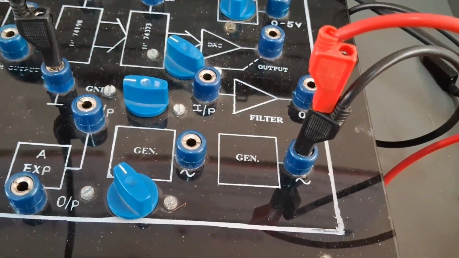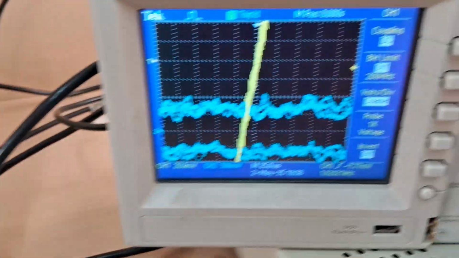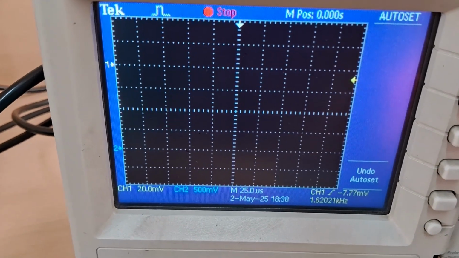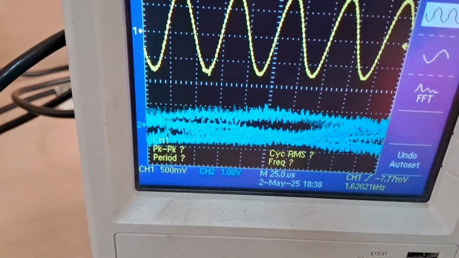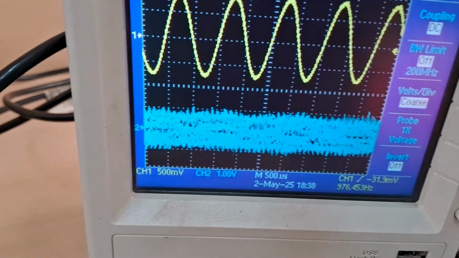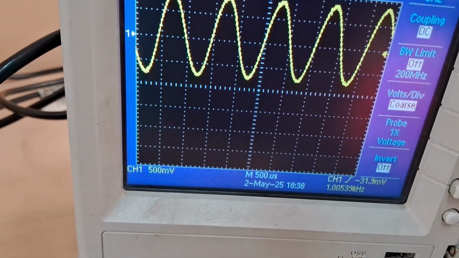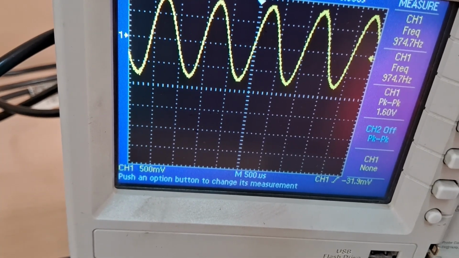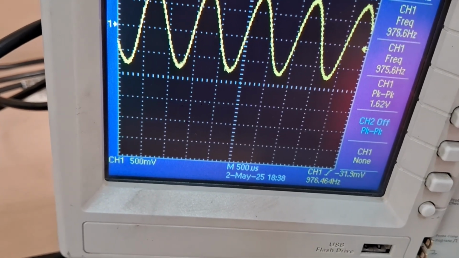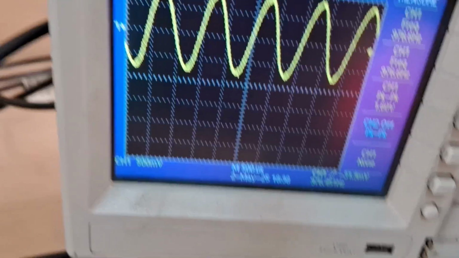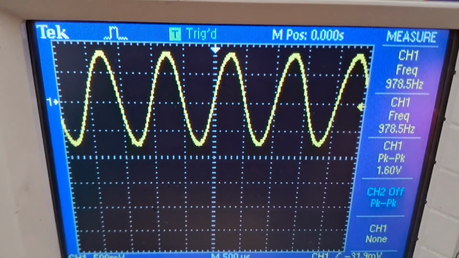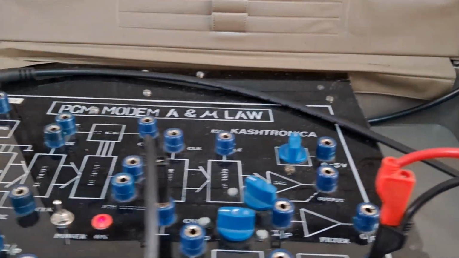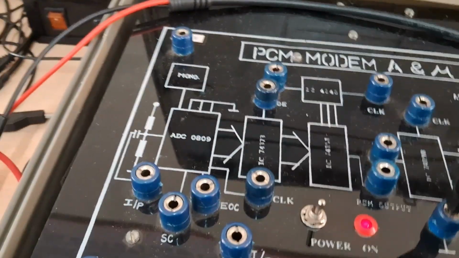So we'll see the fixed sine wave on the CRO. We'll press auto set. Once we do the auto set, here you can observe the fixed sine wave. Your fixed sine wave frequency and amplitude you can measure later. It's a 1 kilohertz sine wave, which has a peak to peak value of 1.6 volt. Now this will be applied as an input to the input point of the ADC.